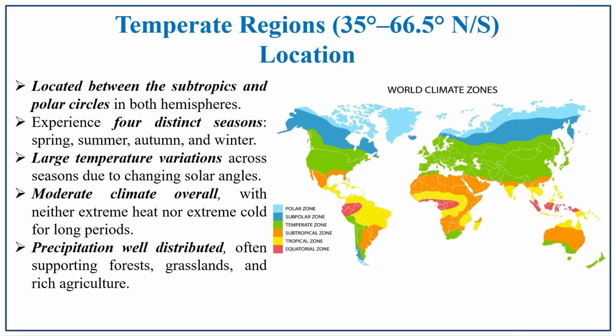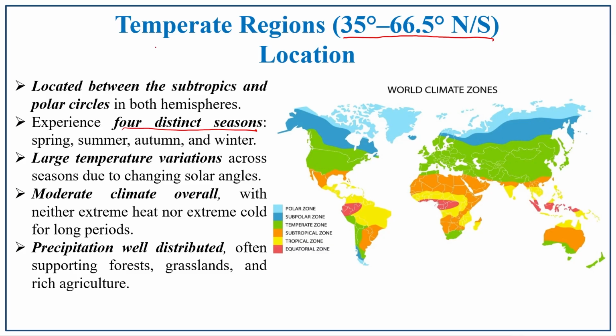The next latitude is the temperate region. The temperate region covers the location of 35 degrees to 66.5 degrees in the north and south hemispheres. That is, it is located in both hemispheres and it experiences four distinct seasons. In the previous lectures we have come across these seasons. So, these four distinct seasons prevail in which latitude? That is the temperate regions. In this region, four distinct seasons are witnessed.